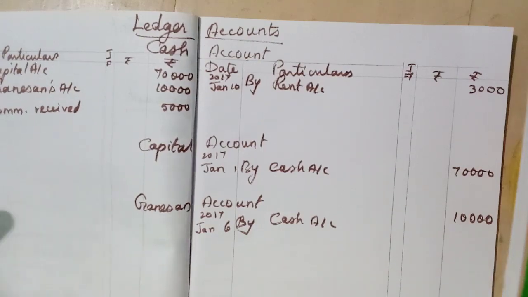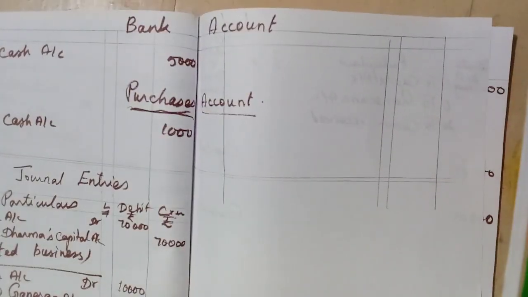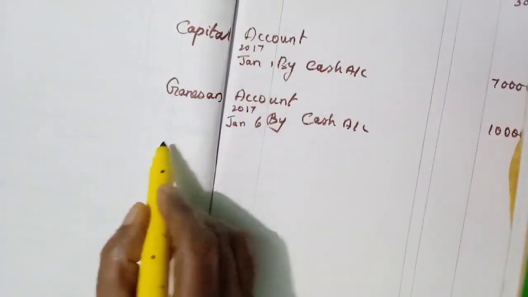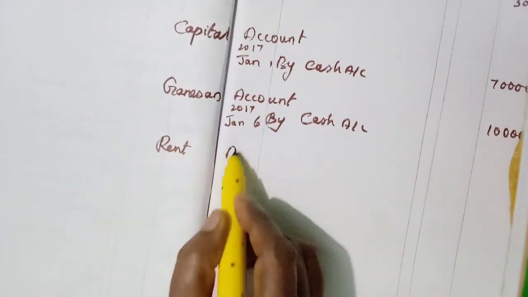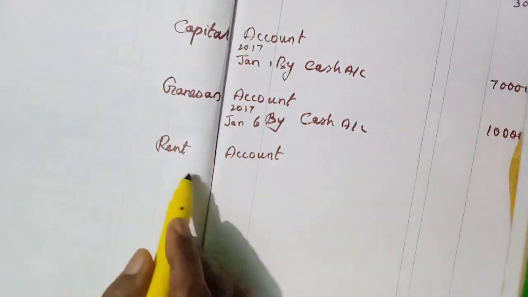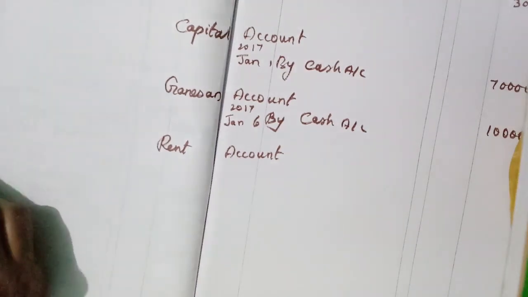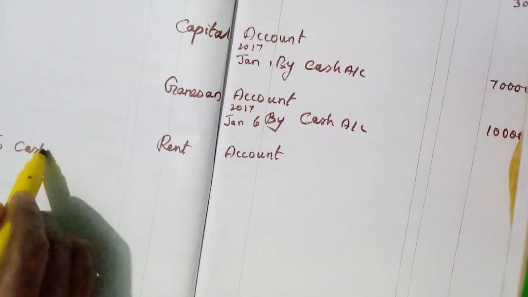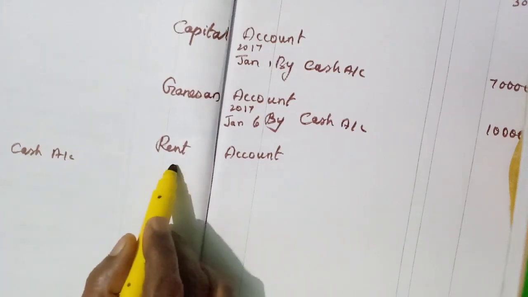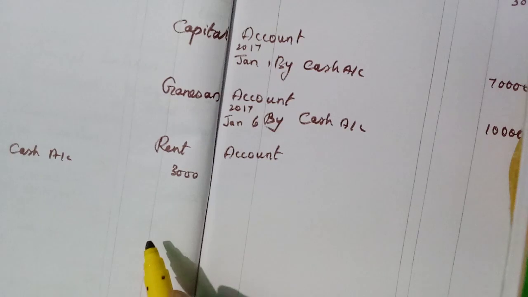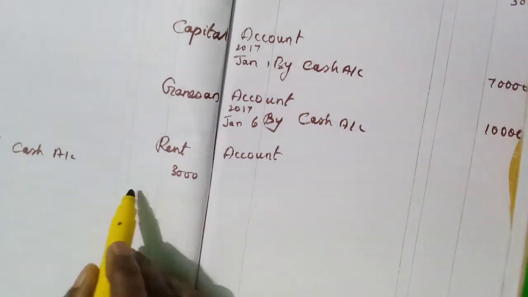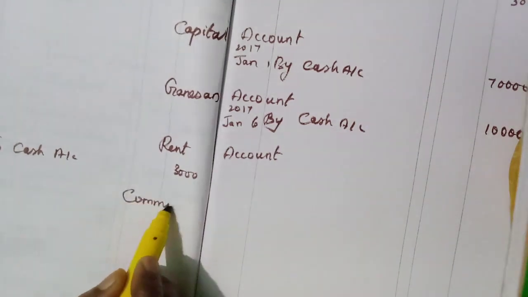Now Ganesan over. Now next one rent account. Rent account, rent debited. So debit side we need to write. So date we want to write 10. Rent account debtor to cash account 3,000. So that we have posted. Now received commission. So cash account debtor to commission received. So commission received account.